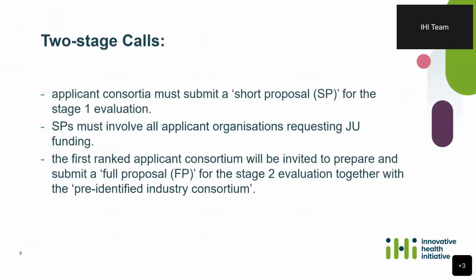During the two-stage calls, the applicant consortia must submit a short proposal for the stage 1 evaluation. During this phase, the short proposal should involve applicants' organizations that request JU funding. During this competition of the first stage, the first-ranked applicant consortium will be invited to prepare a full proposal for stage 2 of the evaluation together with a pre-identified industry consortium.